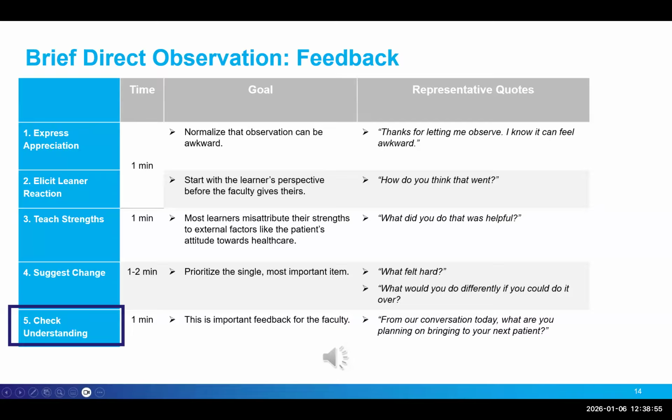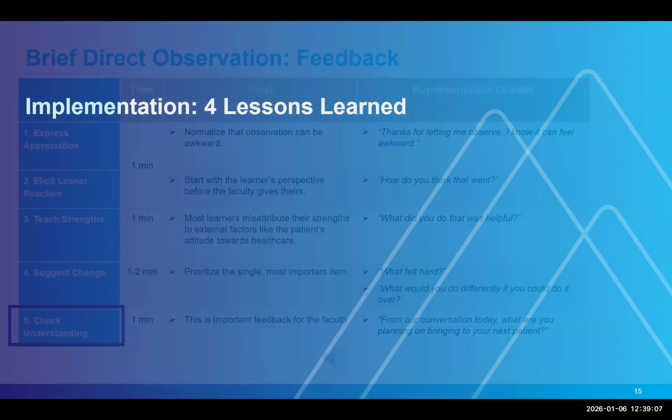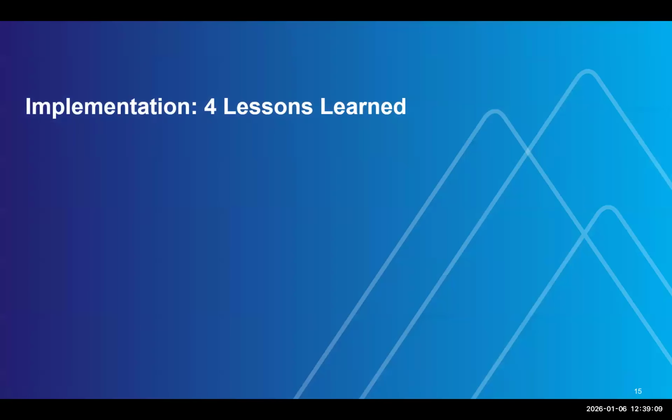And that's it. That's the end of the brief direct observation model. In total, the feedback portion might take you between 3 and 5 minutes, and you can titrate to your schedule on who's waiting for you. So now we're going to talk about implementation and what that was like for us.